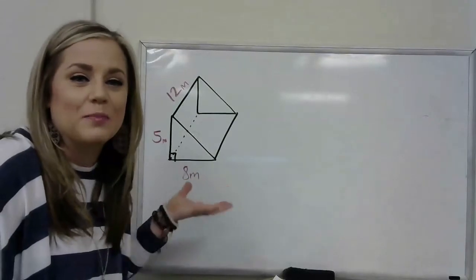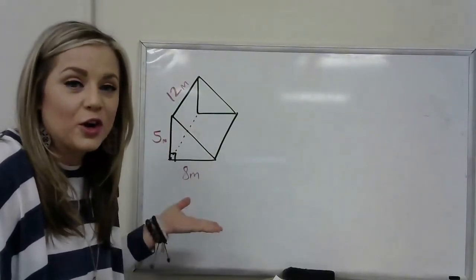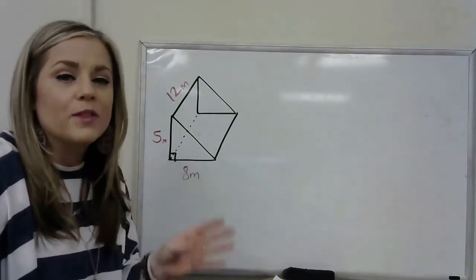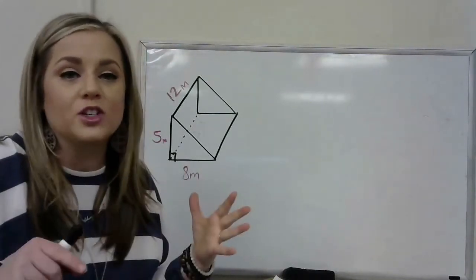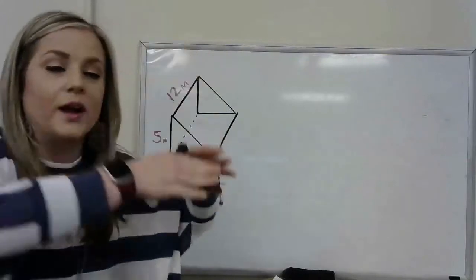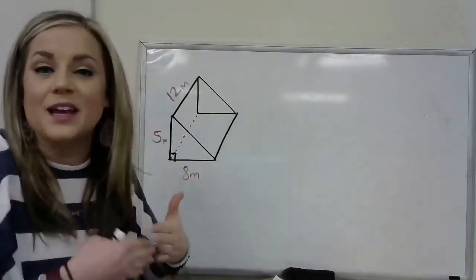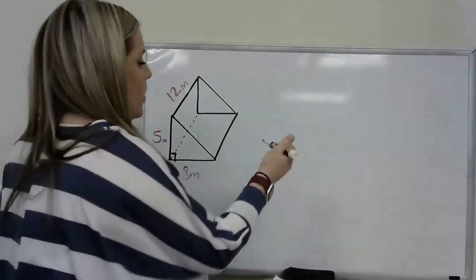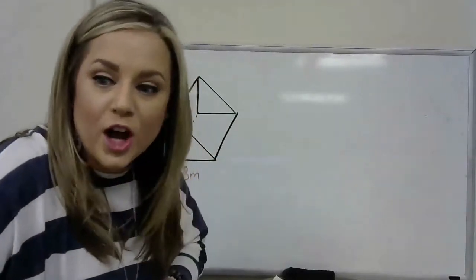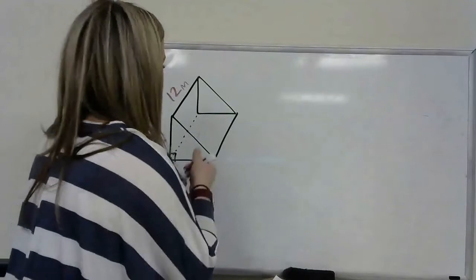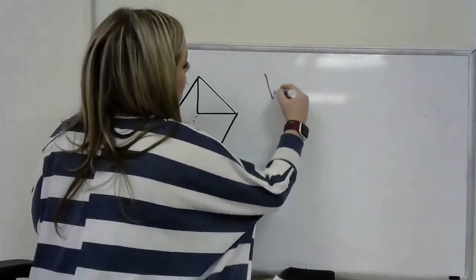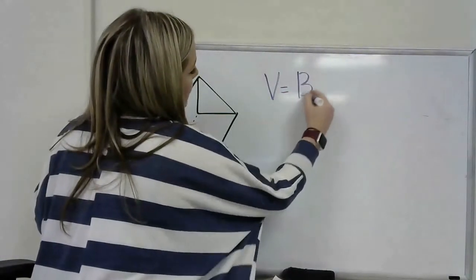Now, here's an example. This is a triangular prism. Remember the difference in prisms and pyramids. If you think about the Egyptian pyramids, they all come to a point. This is a prism. It doesn't come to a point. Okay, so we have, let me get a different color. I don't like doing all those same colors. Okay, we have volume equals the area of the base times the height.